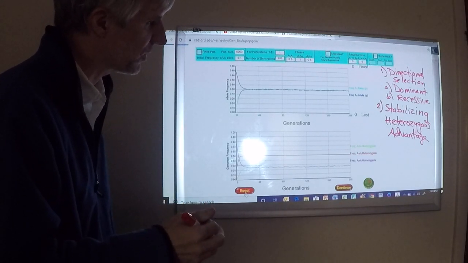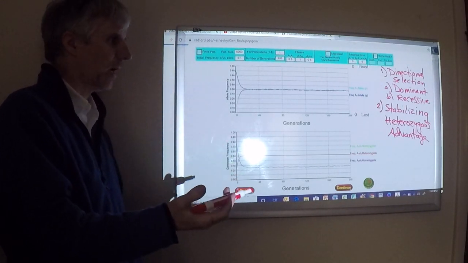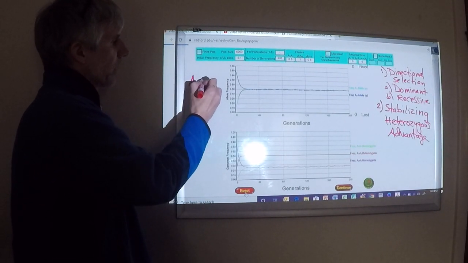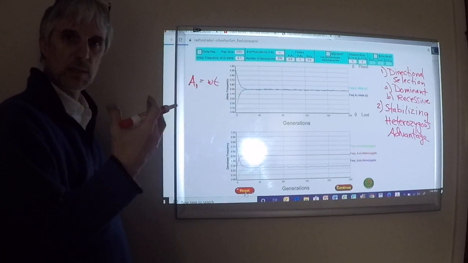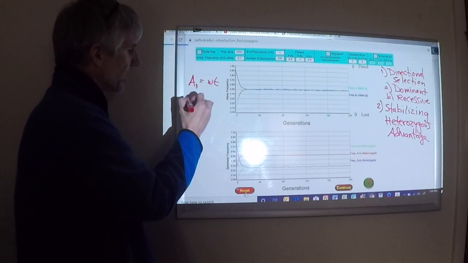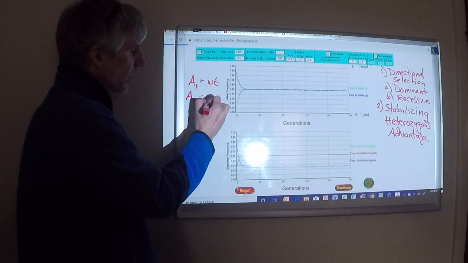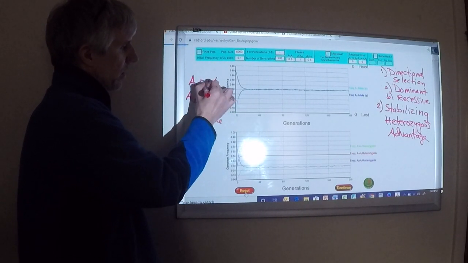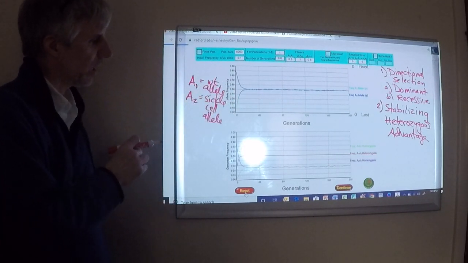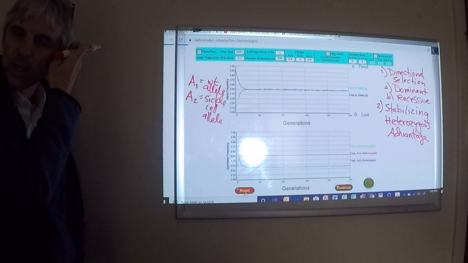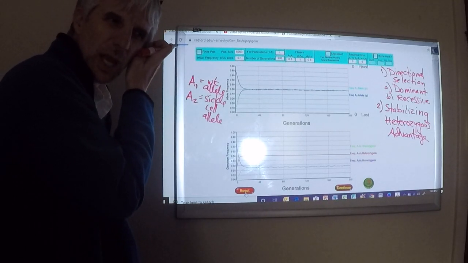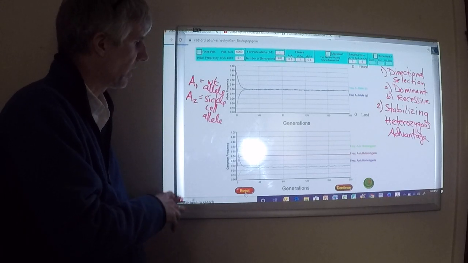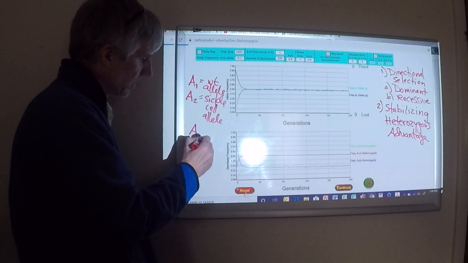So let's set these genotypes up by presenting the alleles first. Let's say that A1 is the wild-type allele. That's the most common allele in the population. And the A2 allele is the sickle-cell allele. And this allele causes sickling of blood cells. It causes a change in the binding affinity of hemoglobin for oxygen. That would give us 3 genotypes.